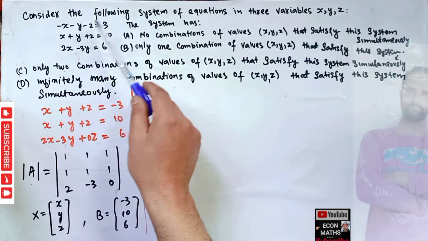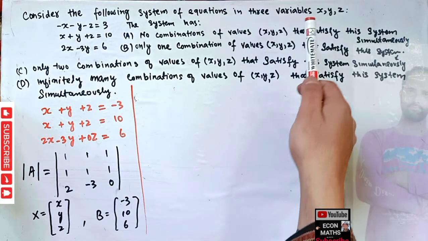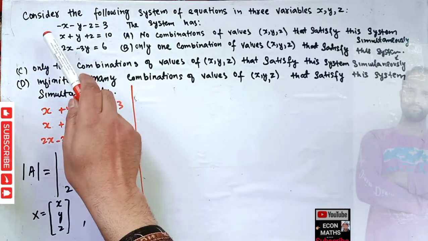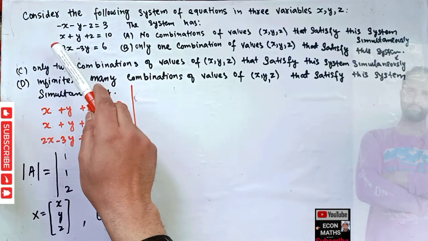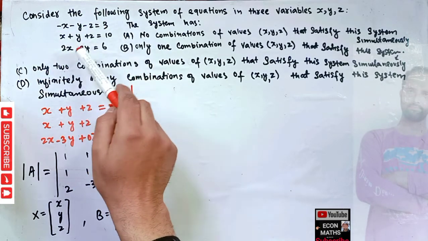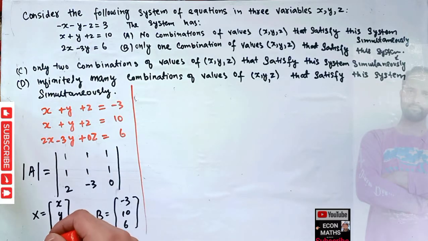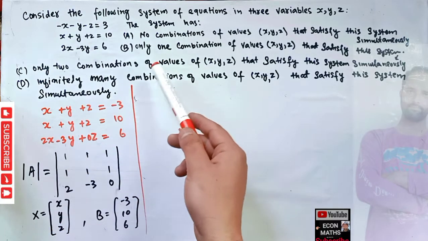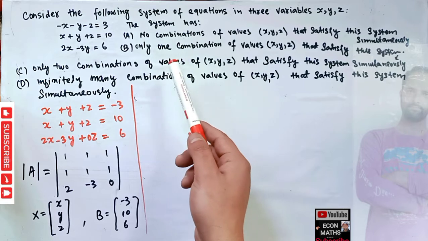Next question is, consider the following system of equations in three variables x, y, z. We have minus x minus y minus z is equal to 3, x plus y plus z is equal to 10, 2x minus 3y is equal to 6. Okay, we have to find out which of the following options is correct.